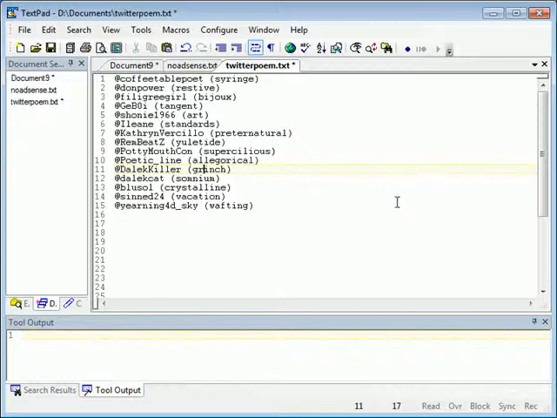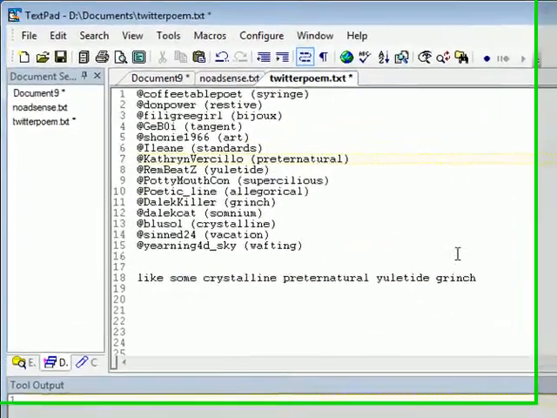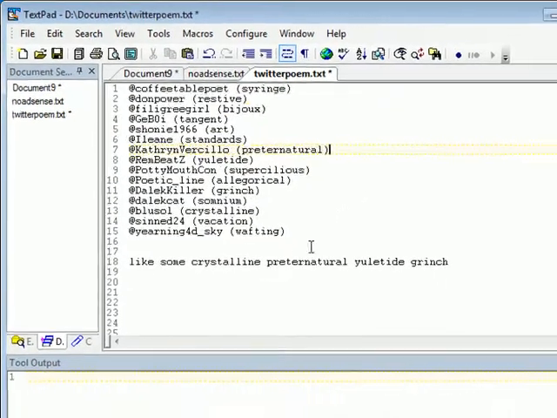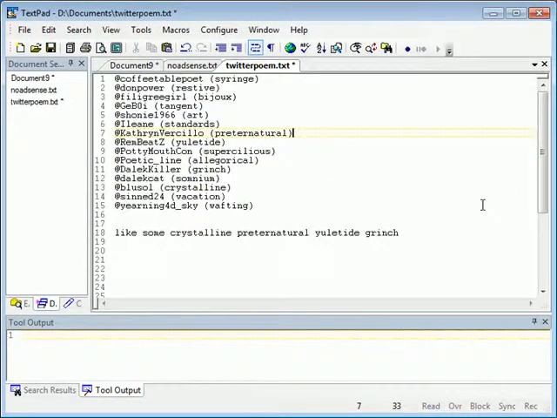When I look at these words, I see the word art, I see the word syringe, I see crystalline. It makes me think of possibly writing a poem about somebody making a decoration of some sort. So when I see these words, what comes to mind is writing something in a sentence like preternatural Yuletide Grinch. And I can even put in some crystalline preternatural Yuletide Grinch. So for me, those words tie together, and that sentence calls to me to put those words together. So something is going to be like some crystalline preternatural Yuletide Grinch. That kind of works to me.